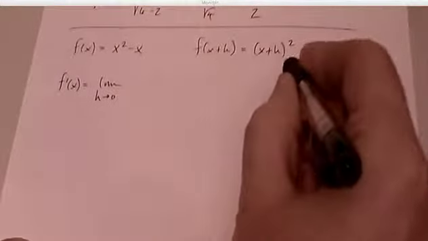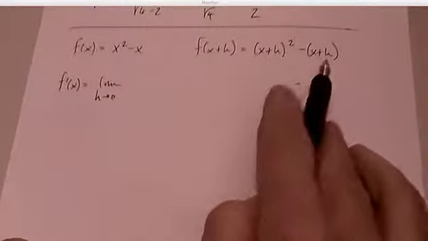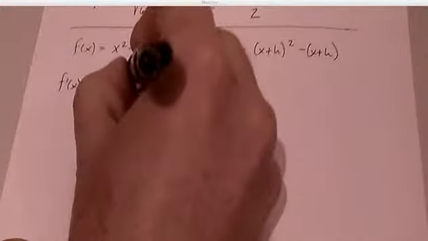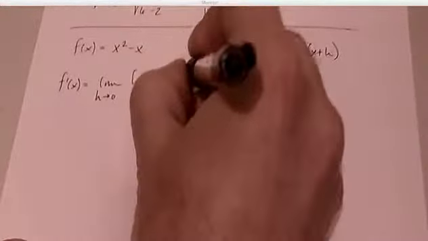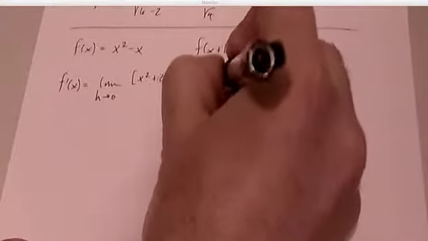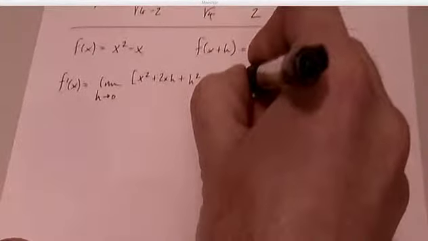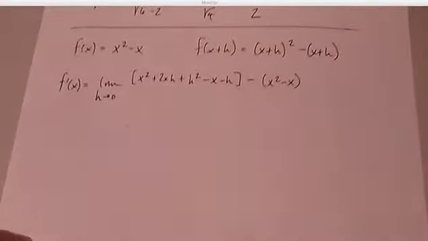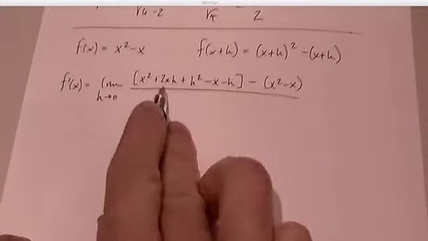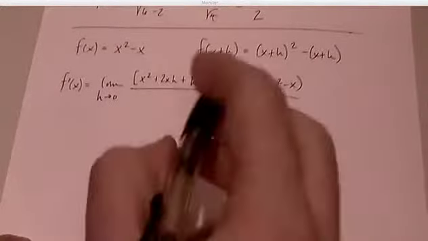So let's go ahead and actually simplify f of x plus h when we put it up here in the numerator. It actually winds up being x squared plus 2xh plus h squared minus x minus h minus x squared minus x. Okay, so that's my f of x plus h right here. That's my f of x.